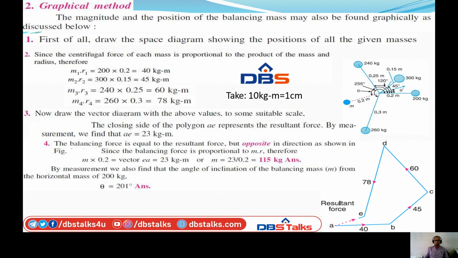Since the balancing mass is proportional to MR, therefore MR is equal to 23 kg meter. Then R is 0.2, so M is equal to 115 kg. By measuring, we can find the total inclination of the mass from the horizontal mass of 200 kg, theta, as 201 degrees. Or otherwise, from the fourth mass to the resultant, we can also represent the angle. So the mass and the angle of position we have calculated graphically are 201 degrees and 115 kg.